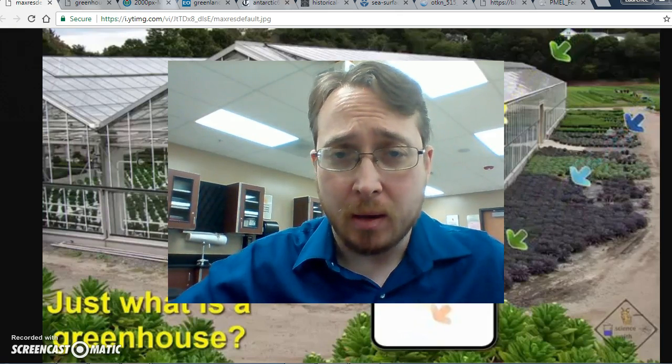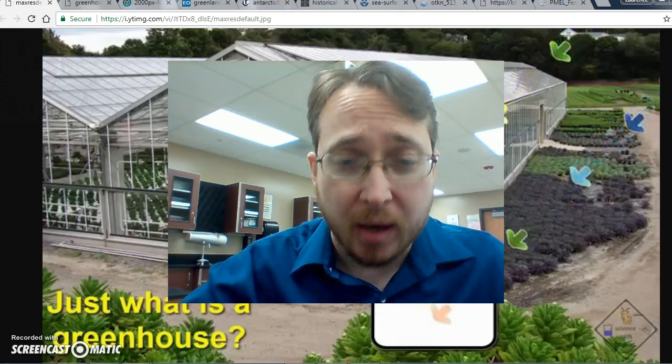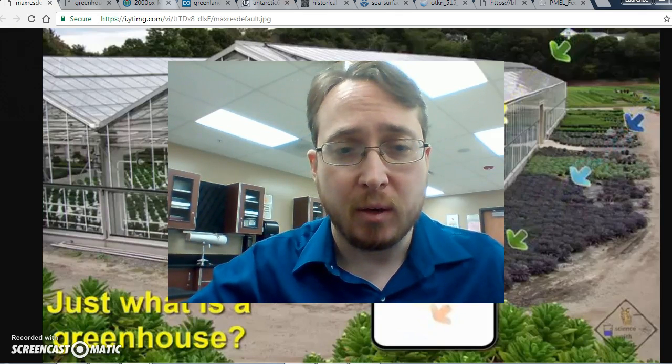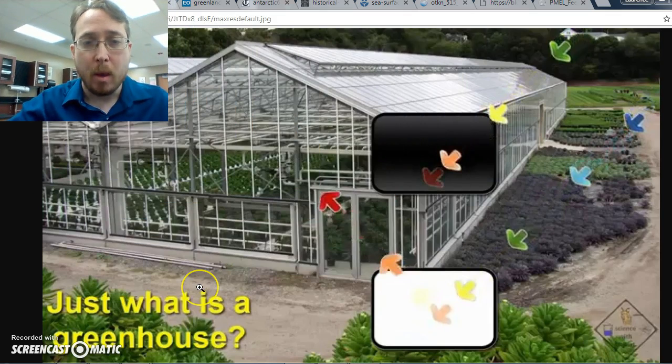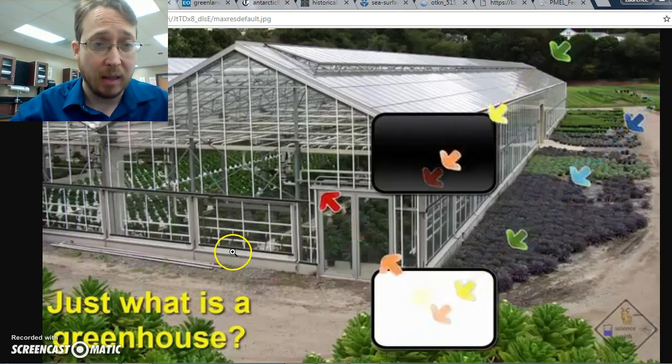First, let's talk about the greenhouse effect. And to do that, we need to understand greenhouses. So, how do greenhouses work? Well, they're glass buildings that they grow plants in. How does that work? Plants need light, and luckily, glass allows light to pass through. So the light passes through into the greenhouse, and the plants can use it.